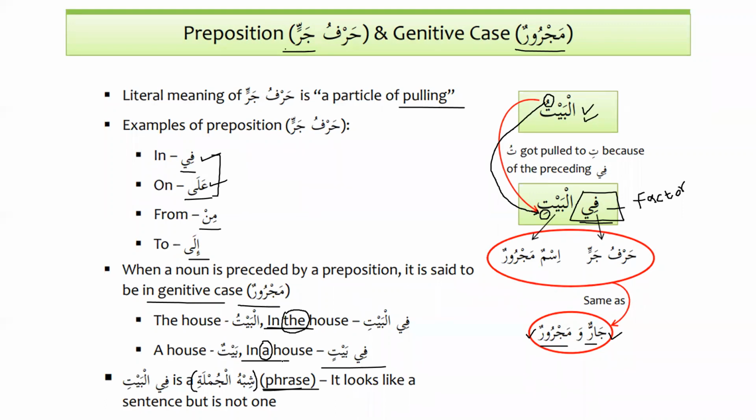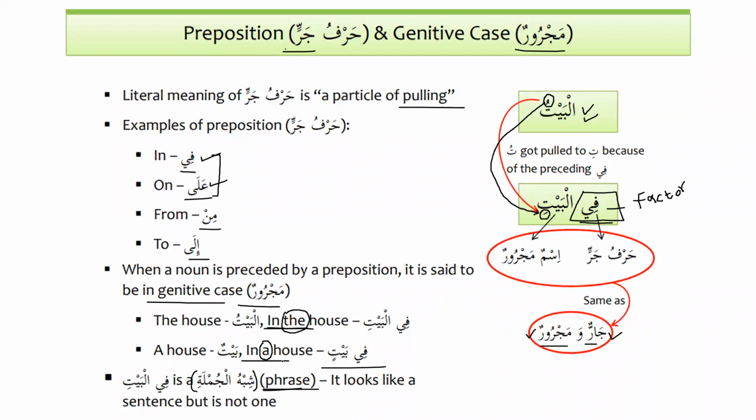But when we say fil bayti, in the house, that means we are referring to a specific house. A house that you are referring to, the person you are talking to knows about that, and you also know about that. That's why we say in the house. Like we say the house of Allah, Baytullah. Everyone knows about that, right?